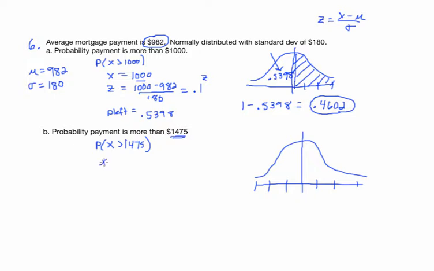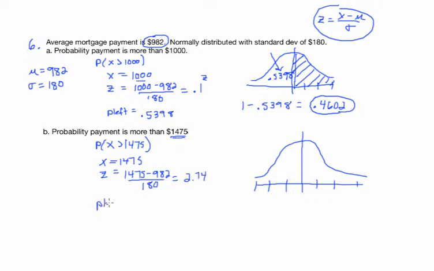So our data value that we're going to look at is 1475. We need to change that into a z-score. So we plug it into this formula again, our data value minus the mean divided by the standard deviation. Put that in my calculator and I get 2.74.